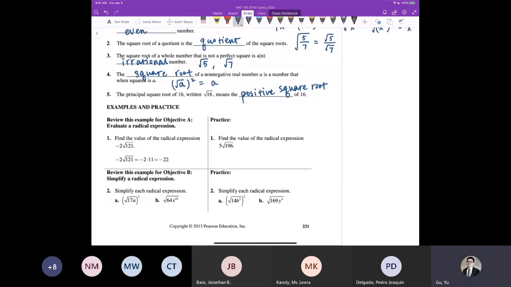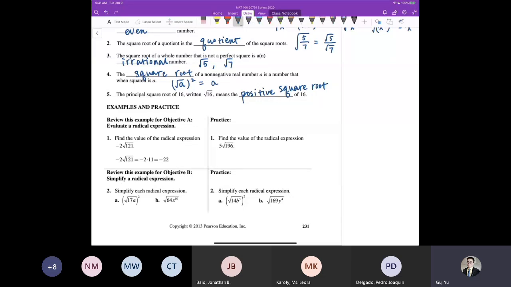To simplify radical expressions, all we need to do is rewrite the radicand as a perfect square multiplied by whatever is left. So your job is to factor the radicand as much as you can, and your goal is to rewrite the radicand as perfect squares. For example, number 1, 5 radical 196.